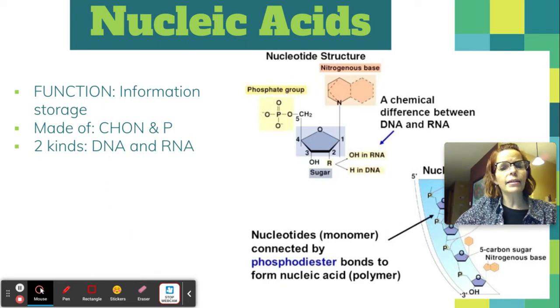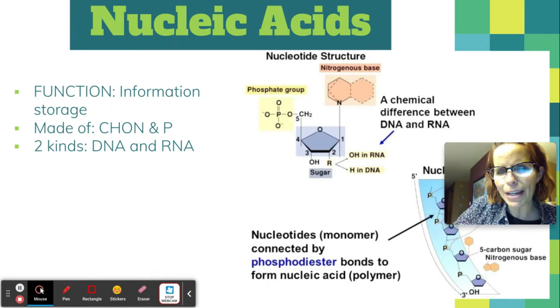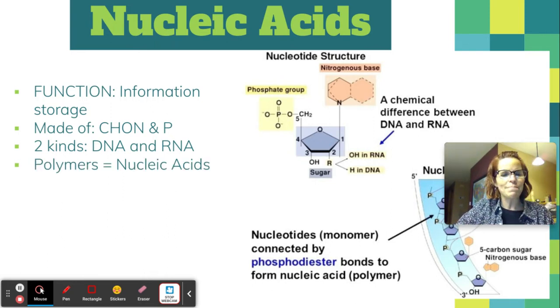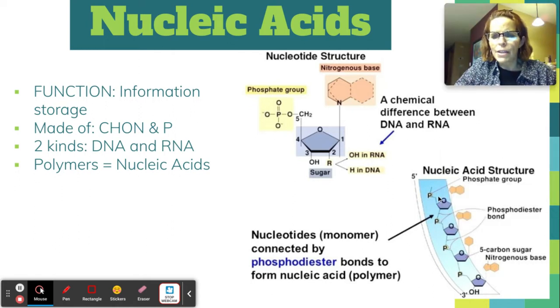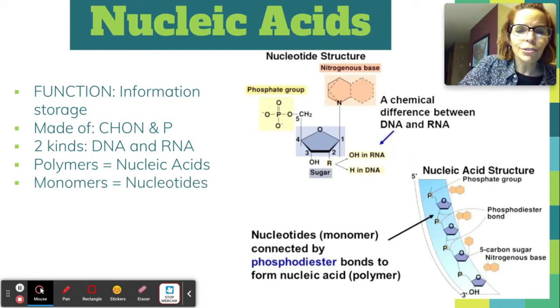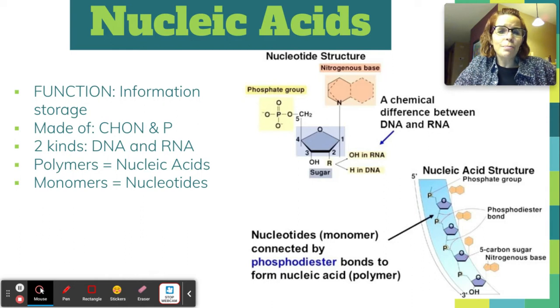So there are two types of nucleic acids. That's DNA and RNA. So DNA stands for deoxyribonucleic acid, and RNA stands for ribonucleic acid. And you're probably familiar with DNA, but you might not be familiar with RNA, so we'll learn about that. The polymers are the nucleic acids themselves. If I get my picture out of the way, you can see that this is built of a whole bunch of nucleotides. The nucleotides are the monomers. Those are the building blocks that make up DNA or RNA.